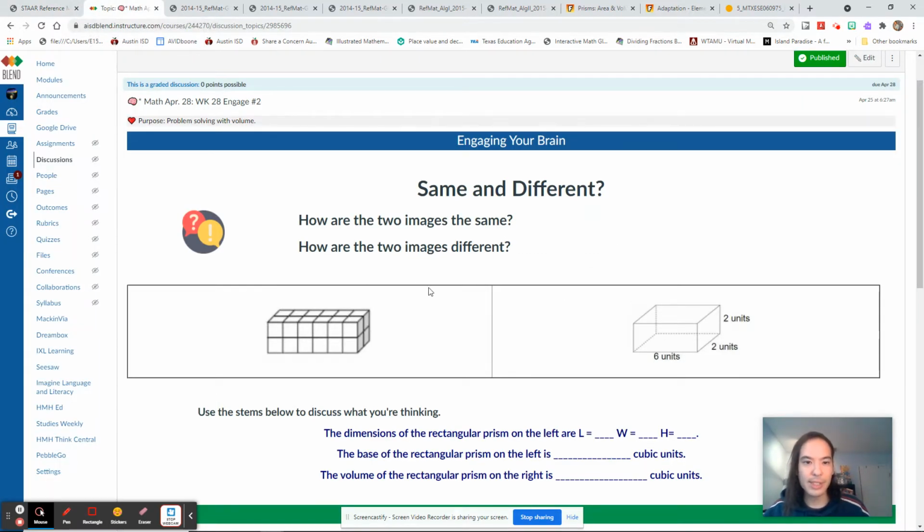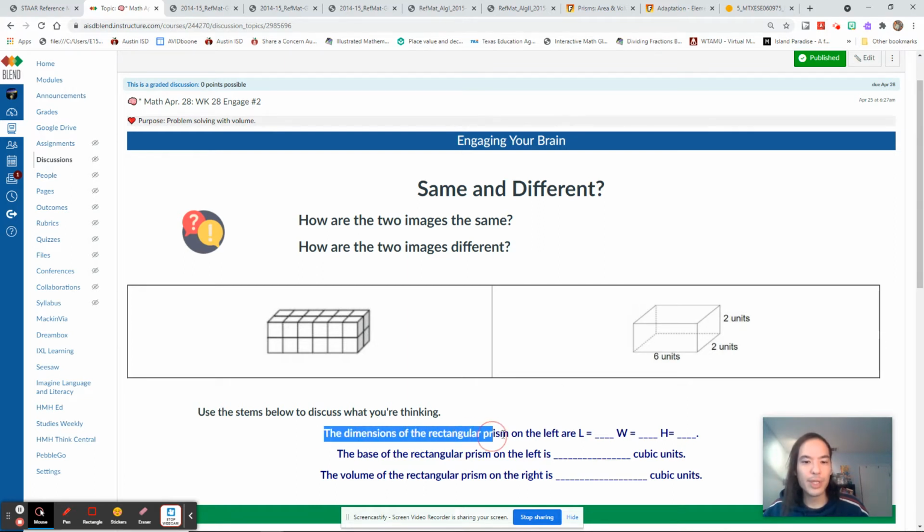How are the two images the same? How are the two images different? All right. Immediately, I notice that they're the same because they're both rectangular prisms. I can also count the units: 1, 2, 3, 4, 5, 6 units wide. It says 6 units wide. Then 2 units long, and then 2 units high.